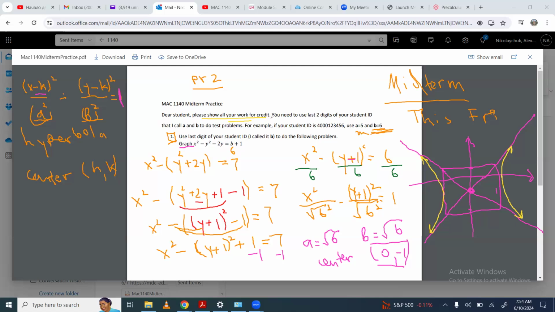So now I solved it, so you can do the same, but use your own last digit of your student ID. And that'll be the best practice before this coming Friday. Because on Friday, I'm going to email you the midterm.